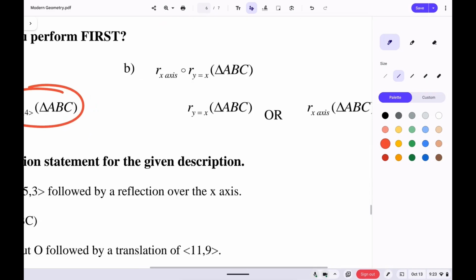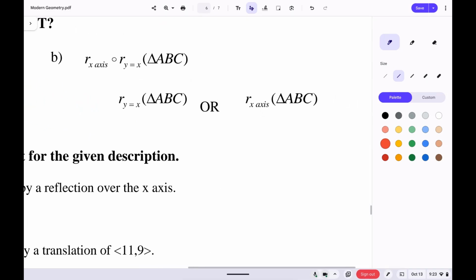How about for B? What? Why? Yeah, because it's closer to the parentheses. Now they're both reflections that time, but we have to look at the subscripts to differentiate down here. So that's why I'm circling the y equals x one, because that's right next to the term in parentheses. And then you would do the other reflection that they ask for.